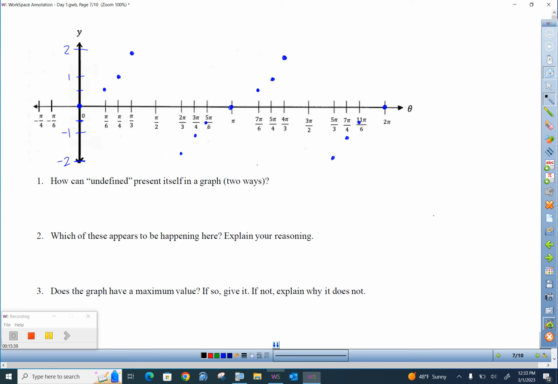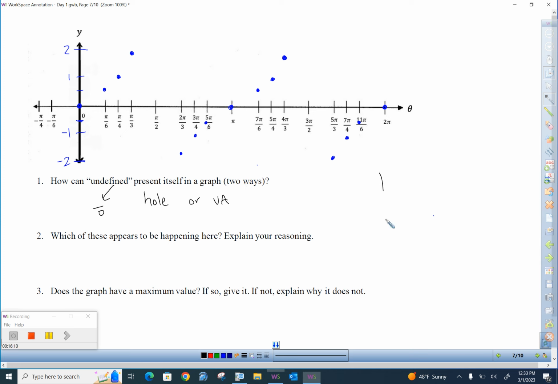Okay, so our points look a little strange, but that's because we've got this gap at pi over 2. So undefined could show up two different ways in a graph. If we think back to our rational functions that we did earlier this year, undefined, or dividing by 0, remember that's where undefined comes from, can show up as a hole or as a vertical asymptote. Okay, and we have to decide which one's happening based on what we see on our picture.